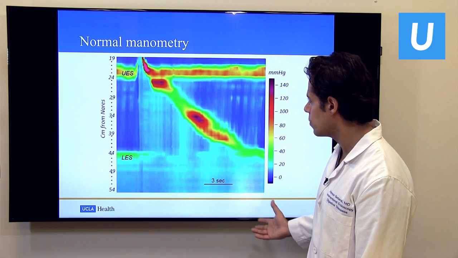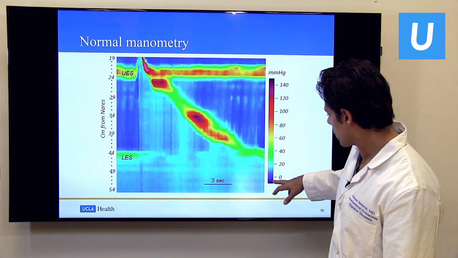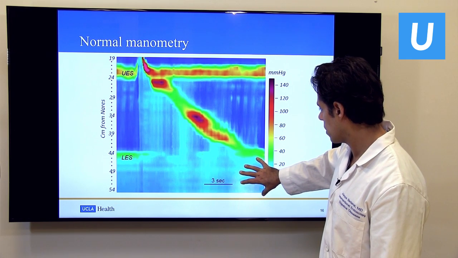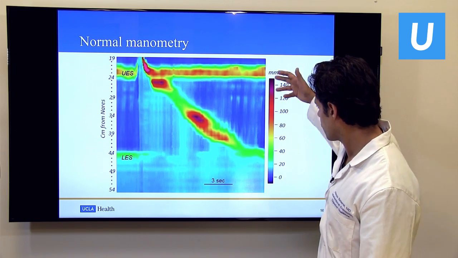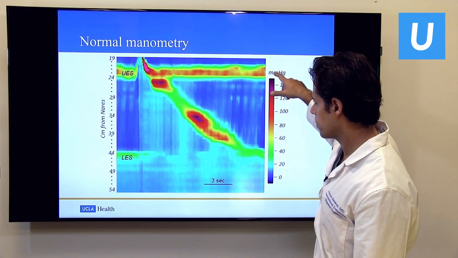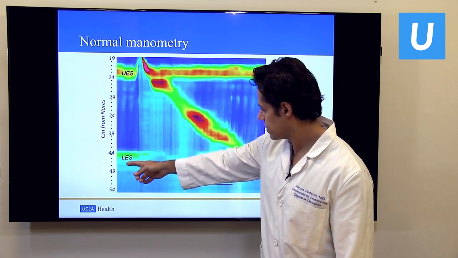So this is a normal high-resolution manometry. Color is pressure. Low pressure is blue. So for example, here in the stomach, there's not too much pressure. High pressure is in the reds and purples. This band going across is the upper esophageal sphincter in the neck. And the way that this kind of graph works is that this is distance and this is time.